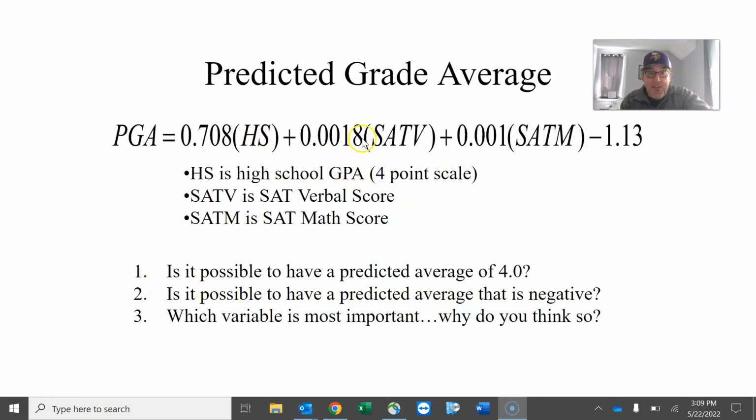Like, could you input things for these 3 quantities such that the output is negative? You could play with that and see which variable is most important and why. And you might look at this weight 0.708 times the high school GPA has a pretty heavy coefficient on it. So maybe it has the most important weight on the PGA. Anyway, the point is not to examine this really closely at this moment. The point is just to see, I want to convince you that multivariable functions are probably more prevalent in the world than just single variable functions.